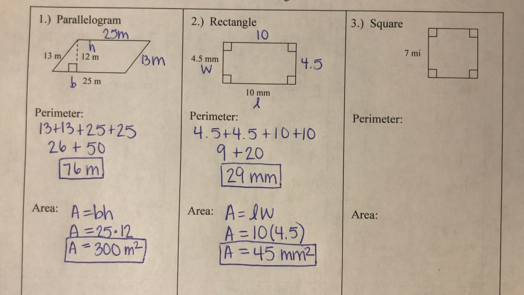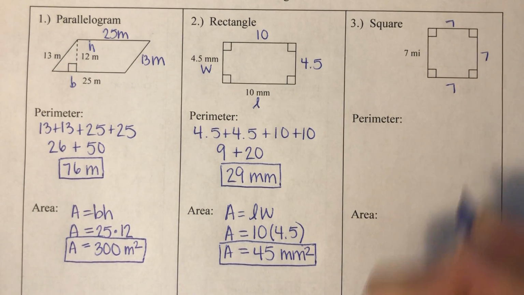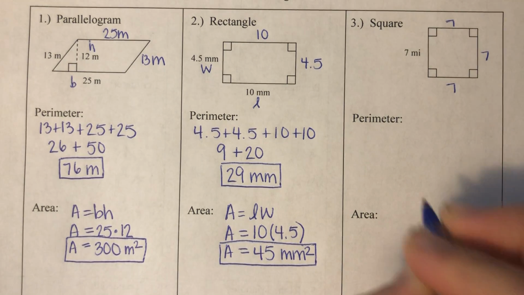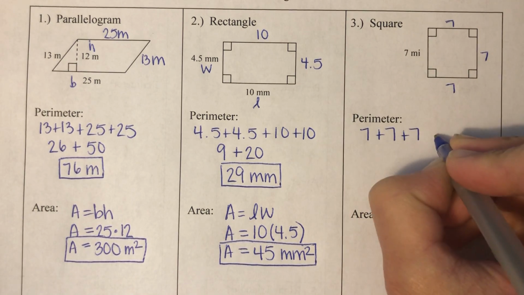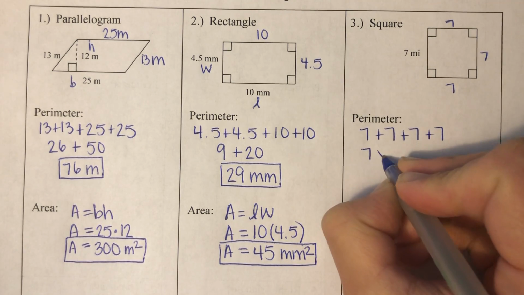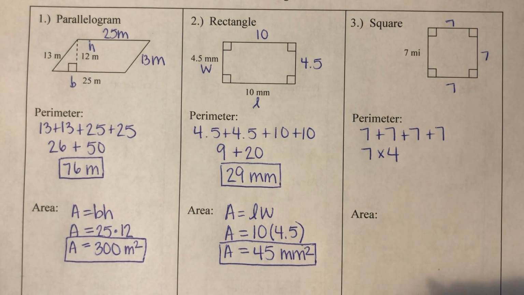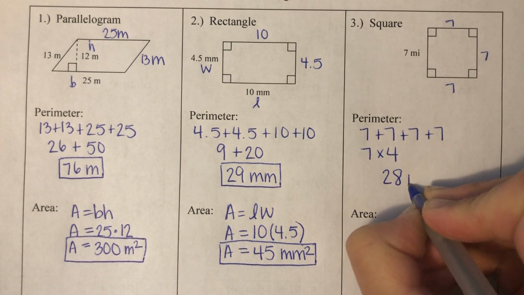All right, for our square, remember a square is a special type of rectangle where all the sides are the same. So I can go ahead and put 7 on all of the sides. Perimeter, I'm just adding up all of those sides. I'm showing that I'm going to add 7 4 times. If you'd like, instead of doing that string of 7, you could just write 7 times 4. That's fine. Either way, you'll get 28. And the unit is miles.